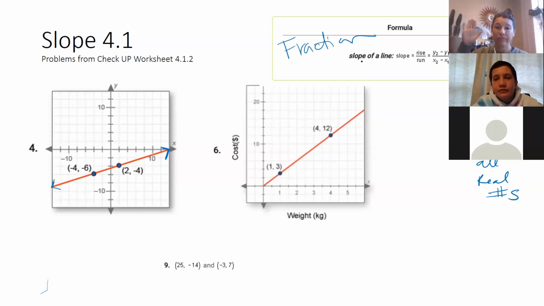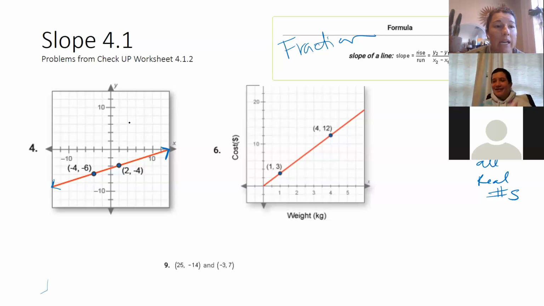Okay. Go ahead, put your hands up. I solemnly swear to not write slopes as decimals for the rest of my mathematical career. Go ahead. Okay, good enough. I hope your parents heard that.